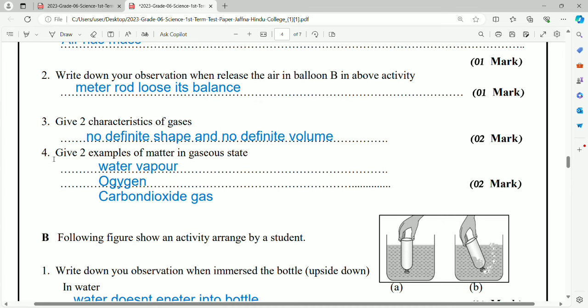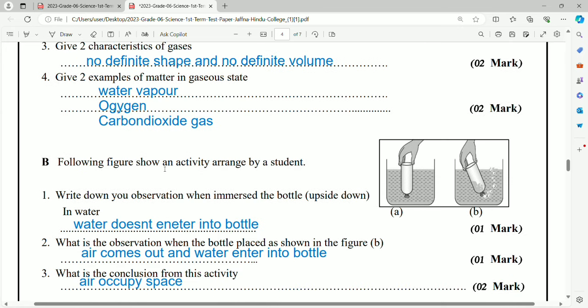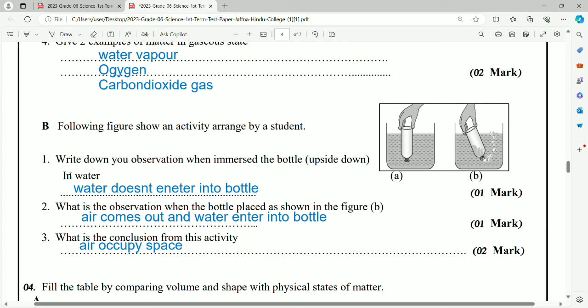Now question number 4. Give two examples of matter in gaseous state. Gaseous state, any gases: water vapor, oxygen gas, carbon dioxide gas. Those are the examples for gaseous state of matter. Then follow question number B.